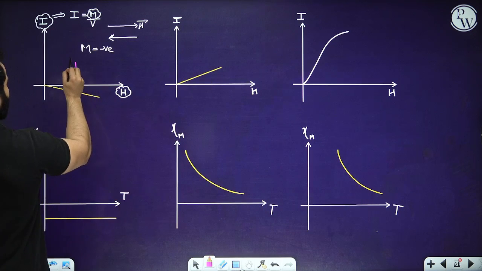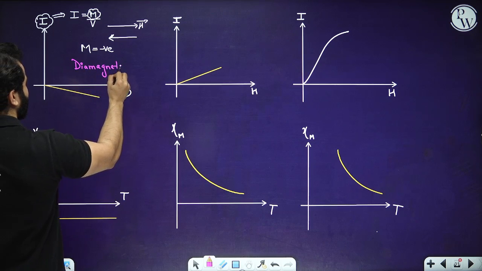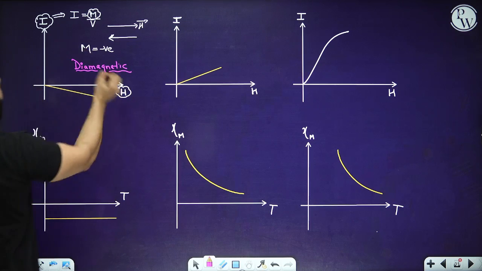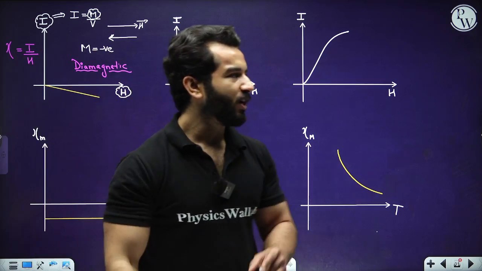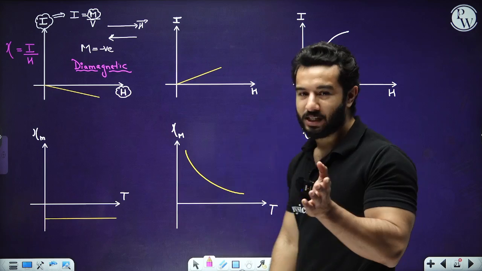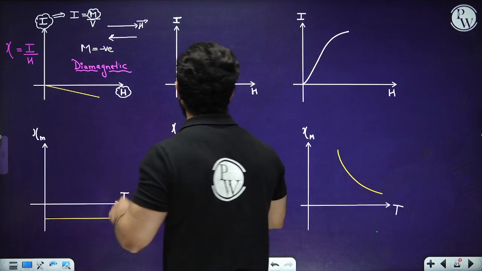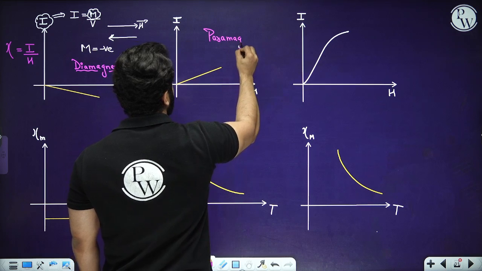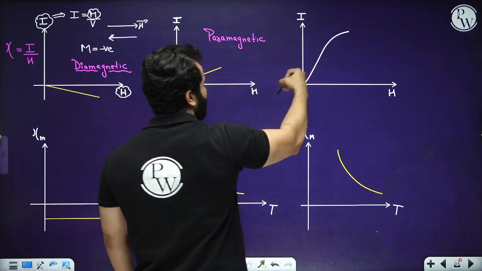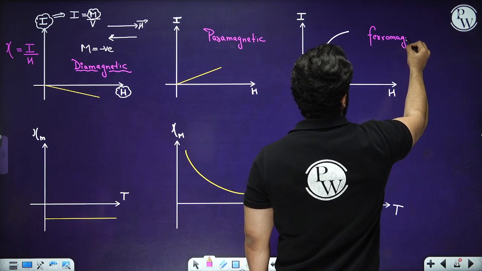For a diamagnetic material, by the way, this I upon H, the slope, is going to be chi, and that's what we said, that it's going to be small and negative. So the graph is going to be like this. That means as you increase H, magnetization will increase but in the opposite direction, right? This is going to be paramagnetic. And this is going to be ferromagnetic, in which this relation is non-linear.